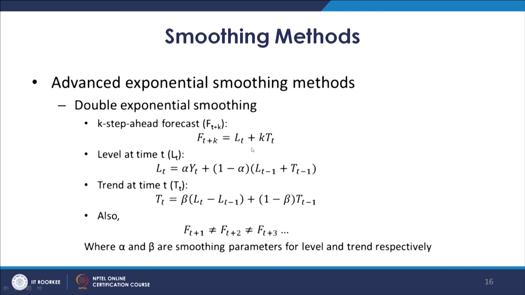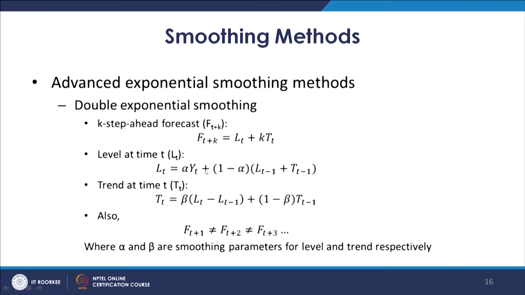F t plus k is L t, that is the label component at time t, plus k times a trend component capital T. So, this is the trend at time t. Now, how are these label and trend components going to be computed? We can see the equations for these two components.